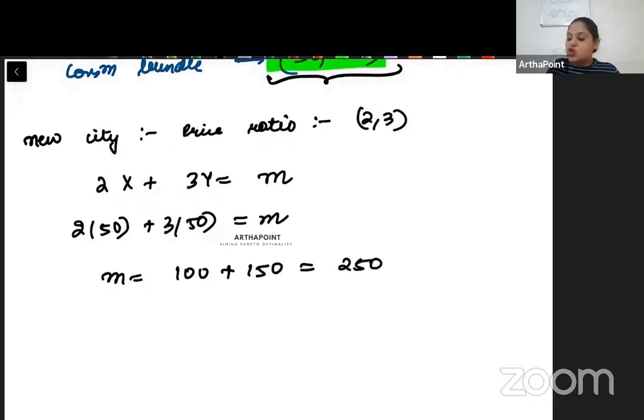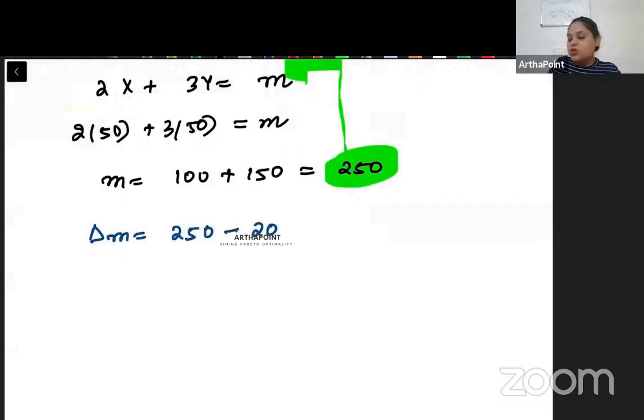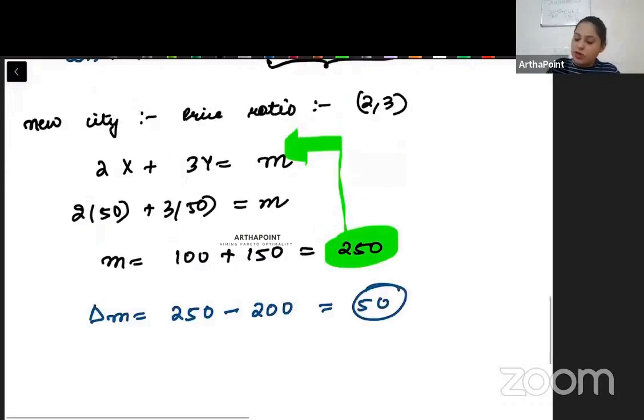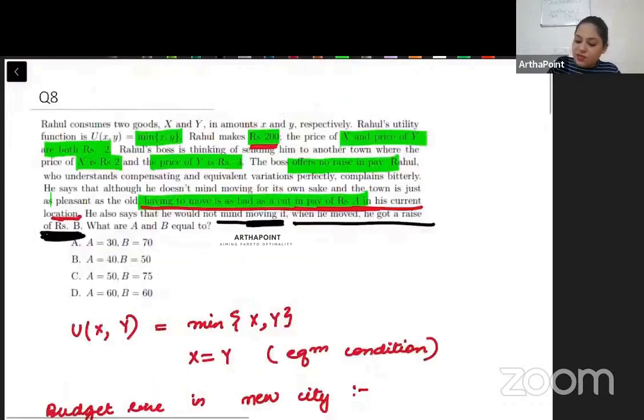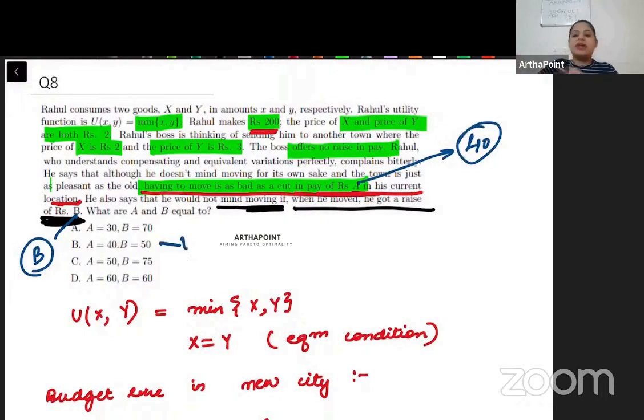So if he gets 250, he will be able to afford his original bundle. So how much more does he need? He needs 250. He's already getting 200. So he needs a raise of 50. So let's go back now. He needs a raise of 50. Alternatively, currently he's facing a cut of 40. So the answer is A 40 and B 50. B is the right answer. I hope this is making sense.